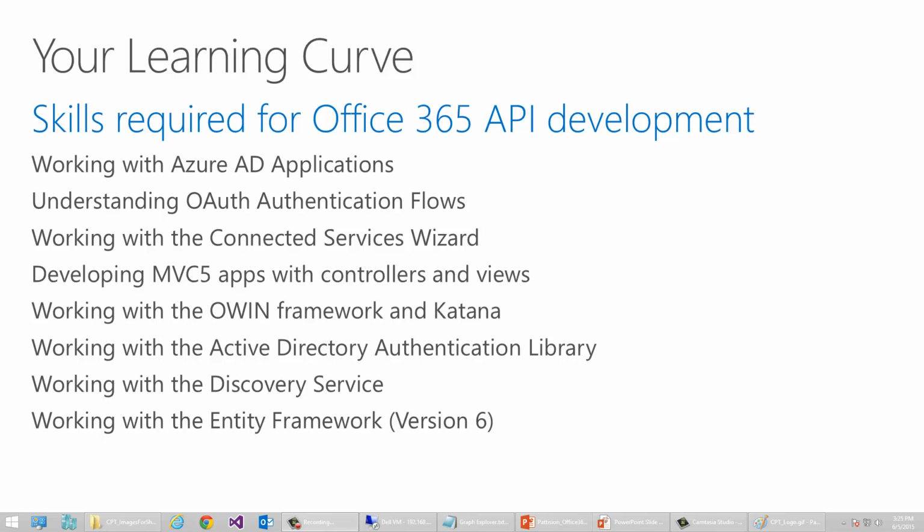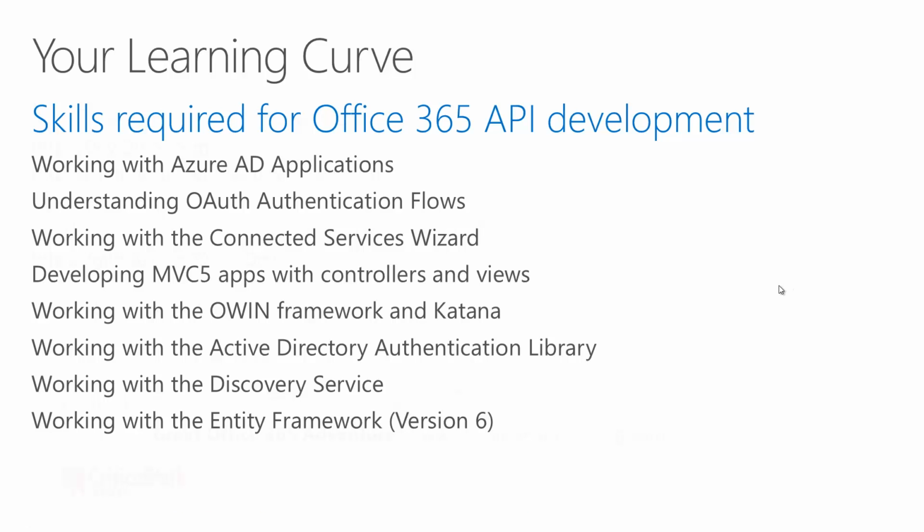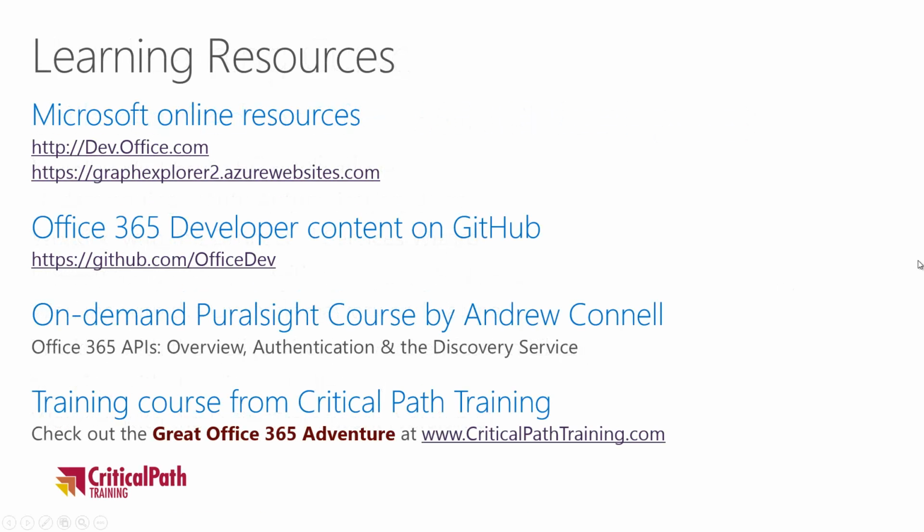Okay, now just to point out a couple different resources that you have at your disposal, dev.office.com is your main go-to URL at Microsoft to get this kind of information. I showed you the API Explorer at graphexplorer2.azurewebsites.com. A couple other things to call out. There are some great labs that Jeremy Thake and his team at Microsoft have created, along with people like me and Scott Hillier and Andrew Connell.